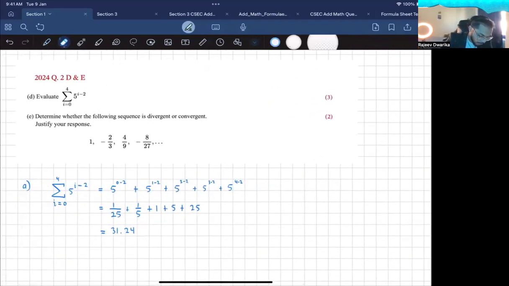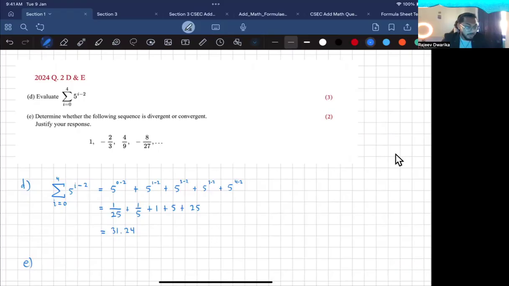So let me keep pushing. So E, determine whether the following sequence is divergent or convergent. Justify your response. So Aliyah, do the fractions look like they're getting smaller and smaller? So we start off with 1, and we have minus 8 over 27. Yeah. So question, is it looking divergent or convergent?